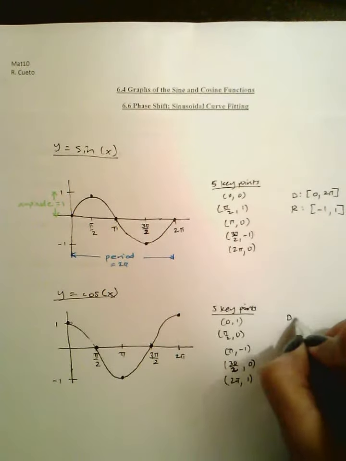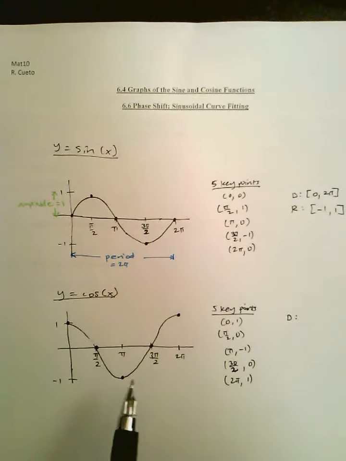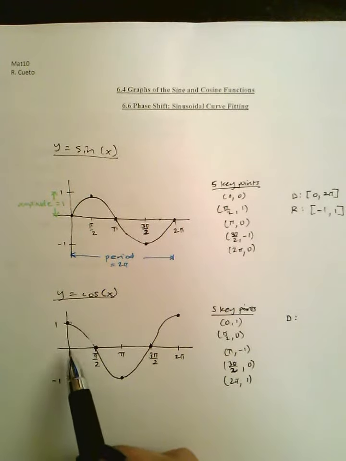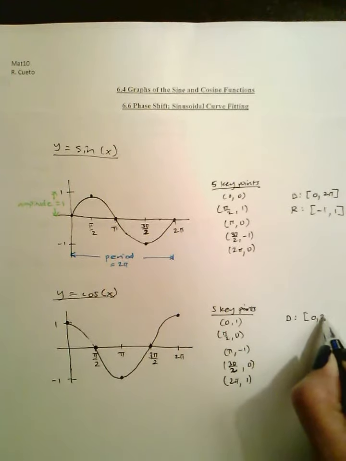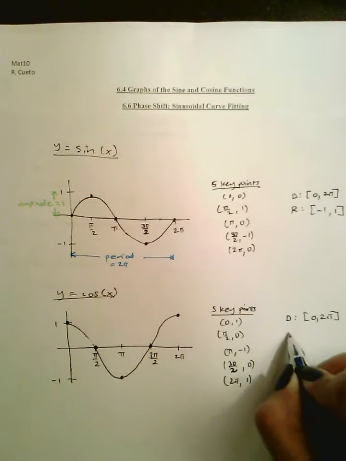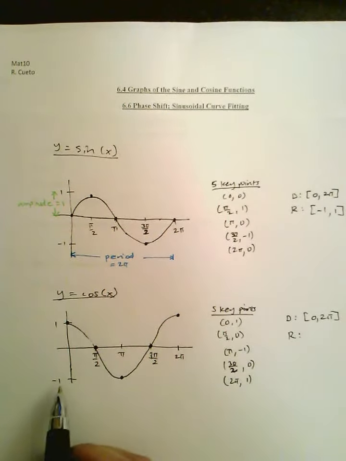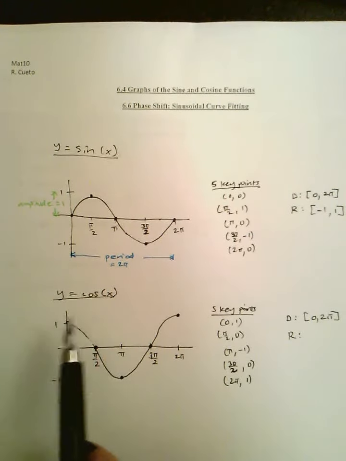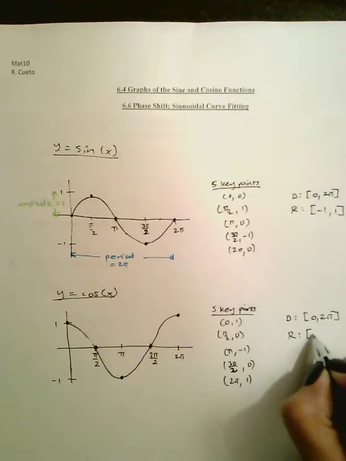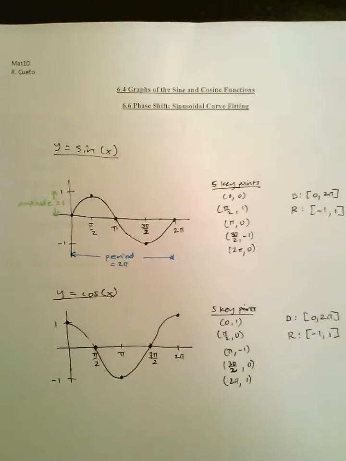Now the domain for this restricted function is still between 0 to 2 pi, because again I only drew it for one cycle. So 0 to 2 pi. And the range is what it oscillates between. So it oscillates between -1 and all the way to the positive 1. So the range is from -1 all the way to 1.